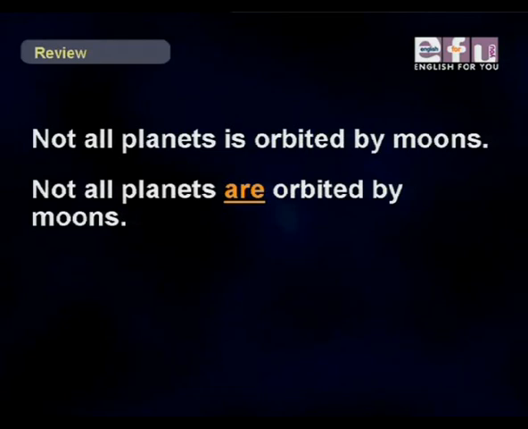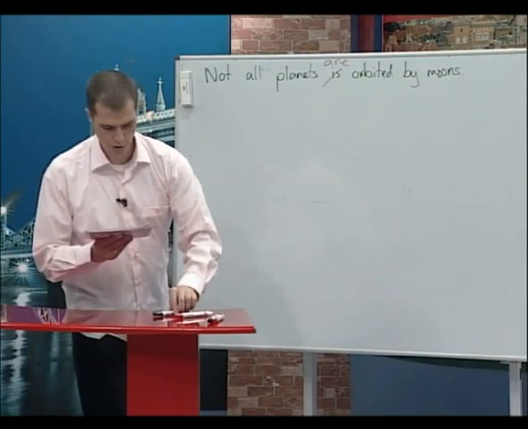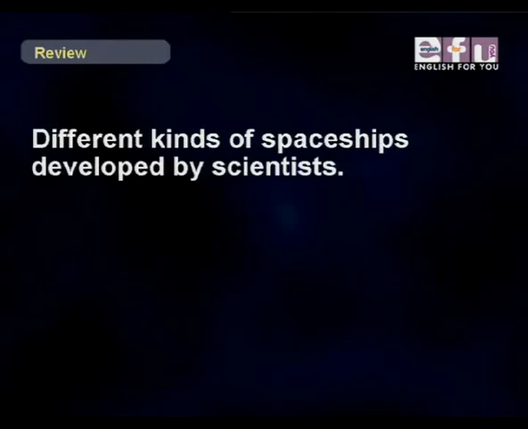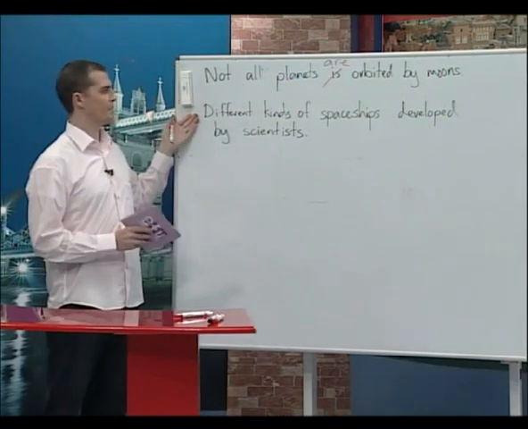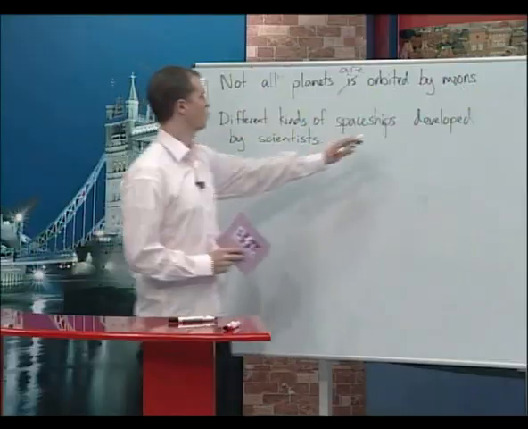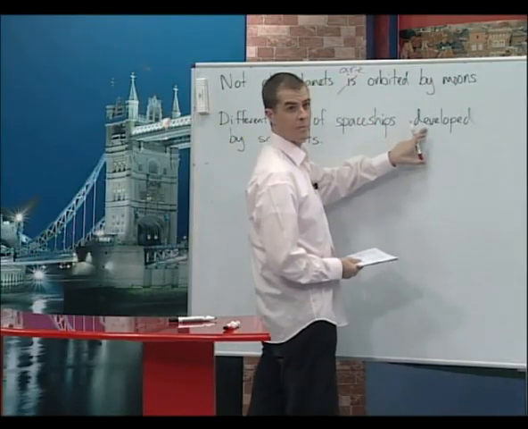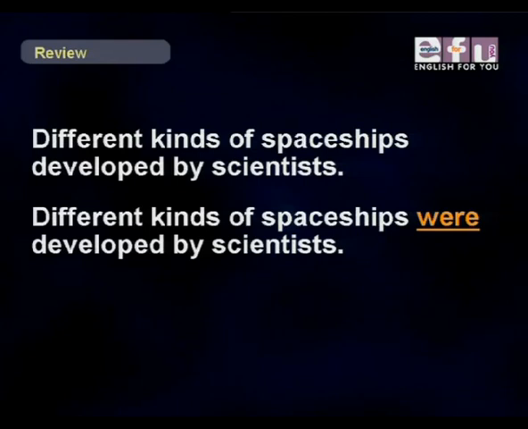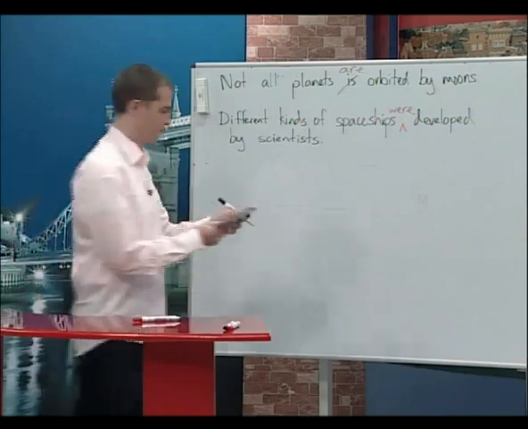Not all planets are orbited by moons. Good. Lewis, you can do this one. Different kinds of spaceships developed by scientists. Different kinds of spaceships were developed by scientists. Right, because there's no verb here at all. We have the past participle, but no verb to be. So different kinds of spaceships were developed by scientists.